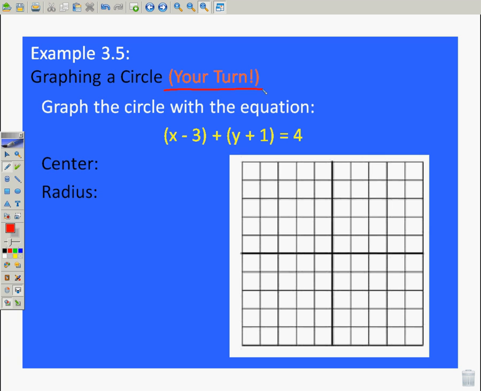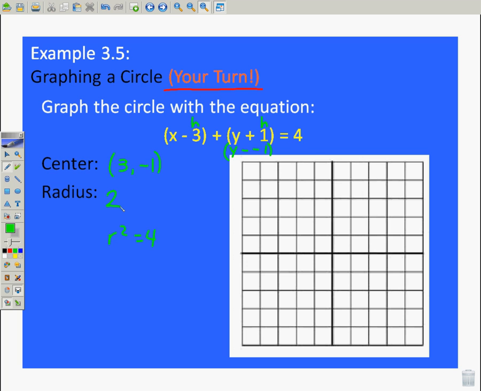Here we go. What am I subtracting from x? I'm subtracting 3. So that must be my h. So my h is 3. What am I subtracting from y? That's my k. But remember, I'm subtracting a negative 1. And so this must be negative 1. My radius squared is equal to 4. So my radius must be equal to 2.